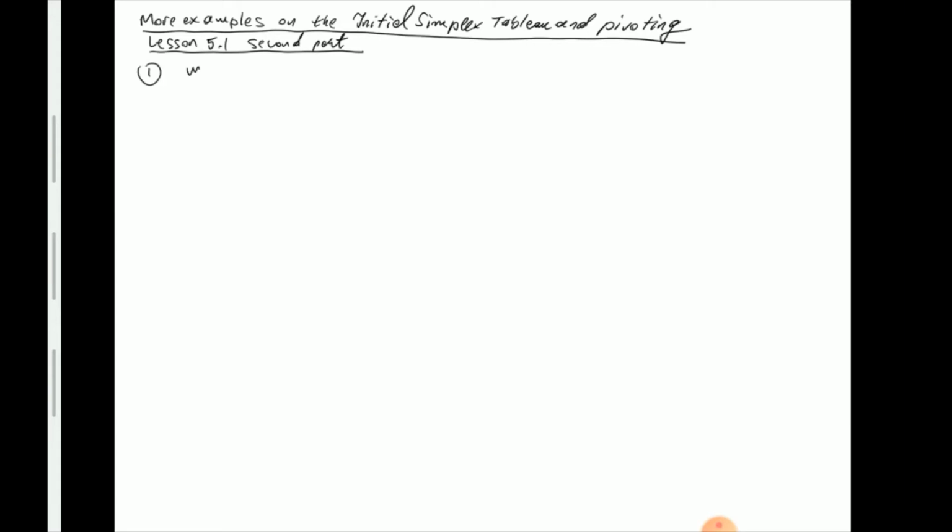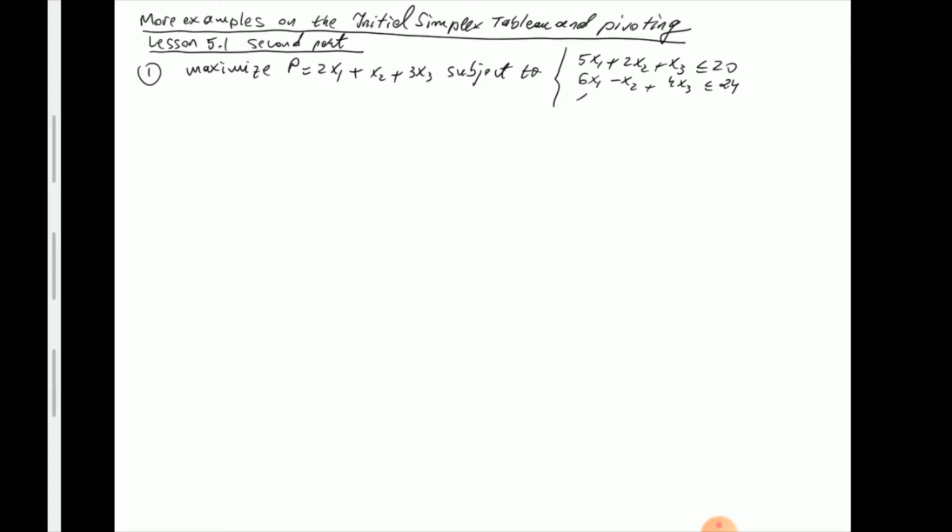Let's suppose that you need to maximize the objective function p equals 2x1 plus x2 plus 3x3, subject to the constraints given by 5x1 plus 2x2 plus x3 less than or equal to 20, 6x1 minus x2 plus 4x3 less than or equal to 24, and finally x1 plus x2 plus 4x3 less than or equal to 16, and all variables positive.